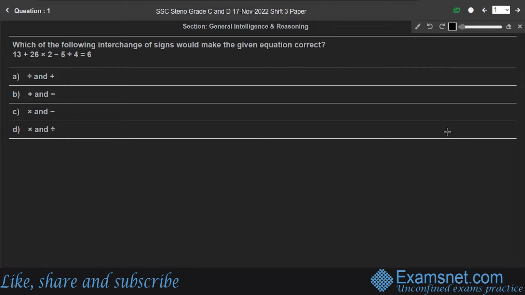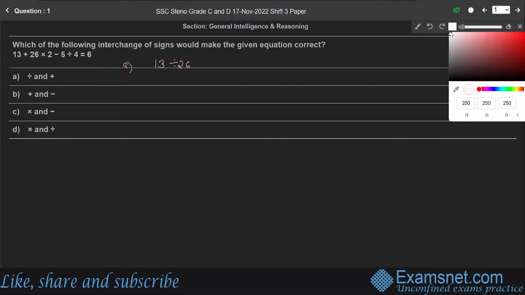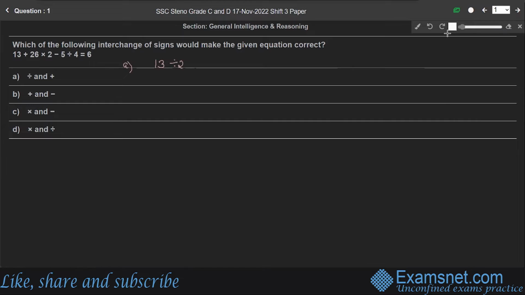For that, let us consider option A. Interchange division and addition signs. So the given equation becomes 13 divided by 26, into 2, minus 5 plus 4, should be equal to 6. Let me check whether the left hand side is equal to the right hand side or not. For that, we are using the BODMAS rule.